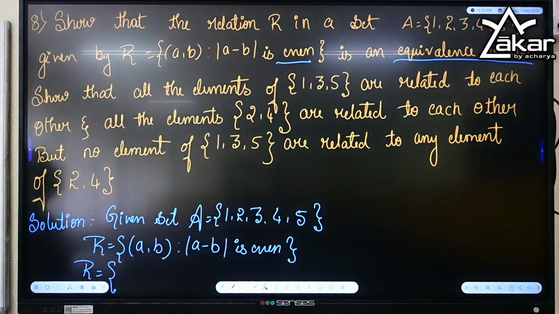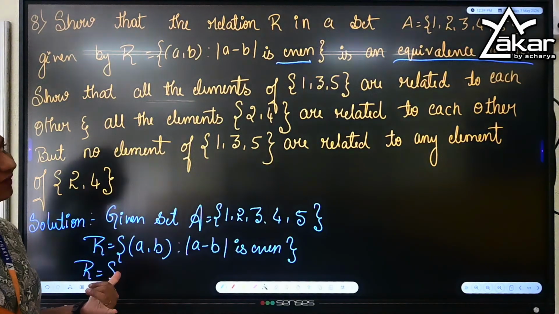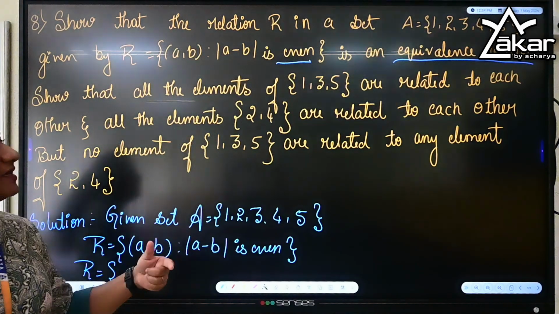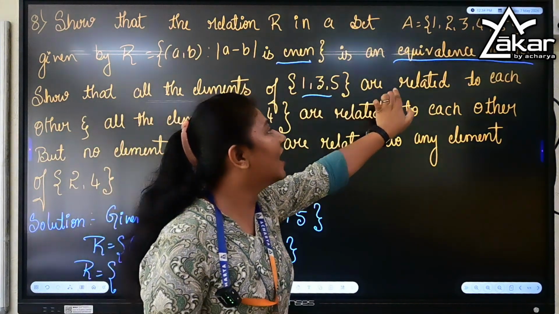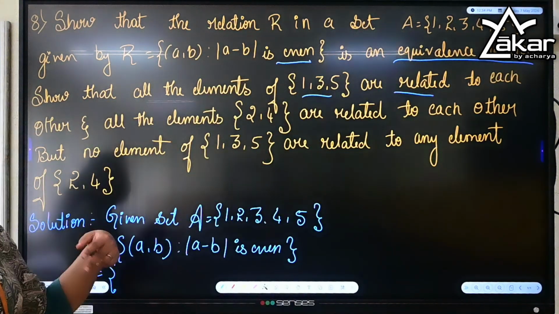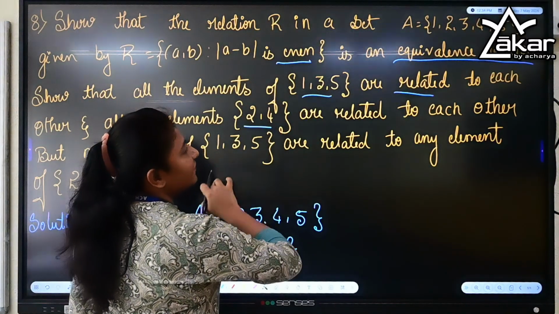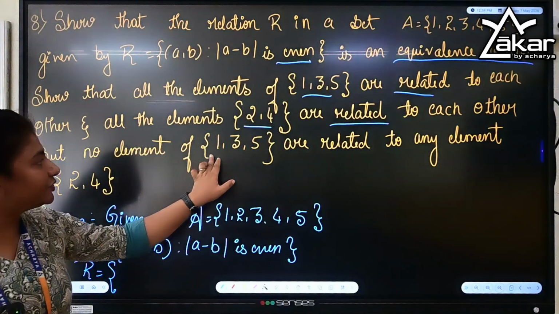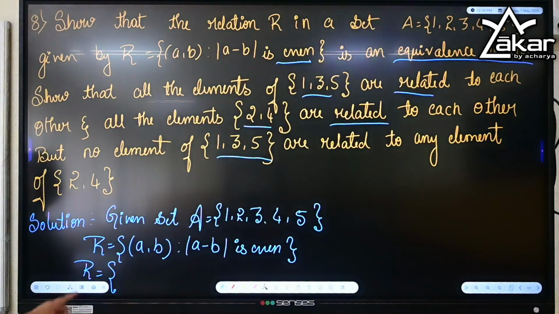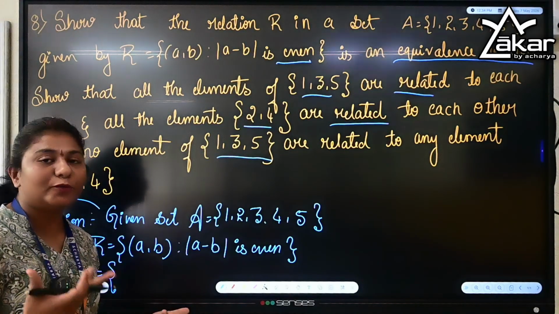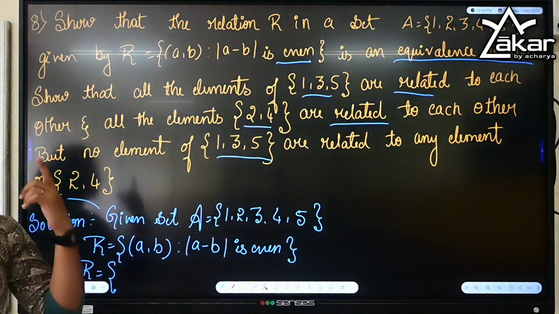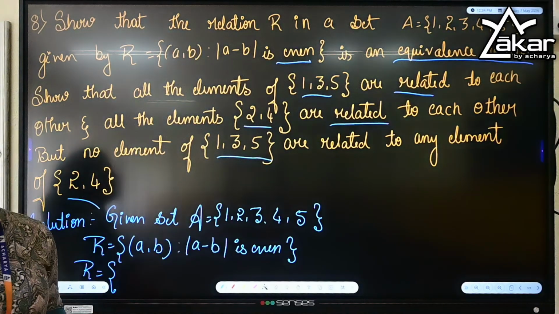So, you have 3 conditions to prove here. The first one is equivalence relation. The second one is that you need to prove 1, 3, 5 are related to each other. The third condition is that 2 and 4 are related to each other. And the last one is that you need to show that 1, 3, 5 are not related to 2, 4. That is how you need to make the proof. So let us solve the first condition, that the given relation is an equivalence relation.